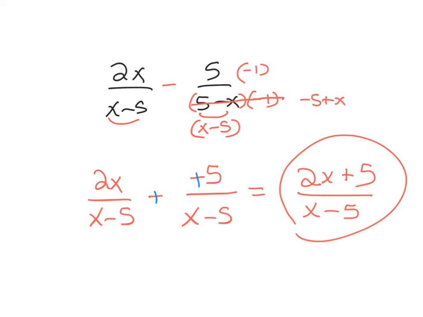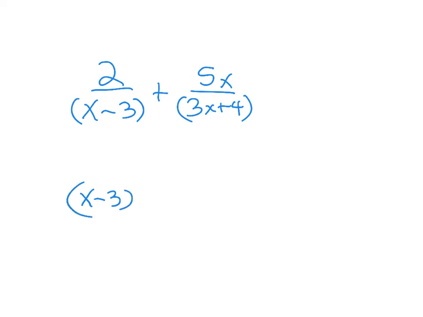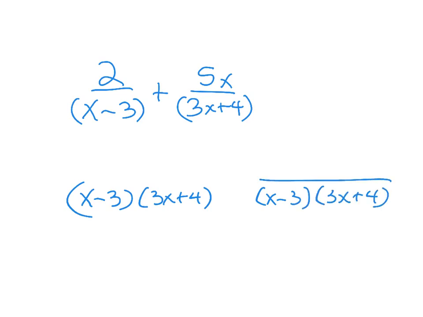One other example, 2 over x minus 3 plus 5x over 3x plus 4. Now, notice on this problem, I can't factor my denominators. So everything's fully factored. So now my denominator is going to consist of both of these. So it's going to be x minus 3 times 3x plus 4, and x minus 3 and 3x plus 4. So now I'm going to go back and look to see what each one is missing. So my first fraction, it needs the other denominator. So I'm going to multiply the top and the bottom by 3x plus 4.